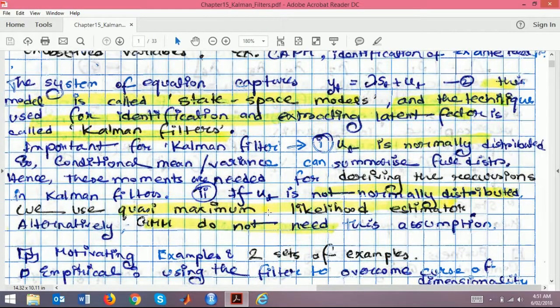Some important things to remember in the Kalman filter is that the residual is normally distributed, so the conditional mean and the conditional variance can summarize the full distribution. Hence, we need these moments for the derivation of the recursions in Kalman filters. So we need to estimate the conditional mean and conditional variance in our recursion of the Kalman filter algorithm. If the residual is not normally distributed, we use quasi-maximum likelihood estimators. Alternatively, GMM. In case of using GMM, we do not need this assumption at all, because GMM by default gives us means and variances.